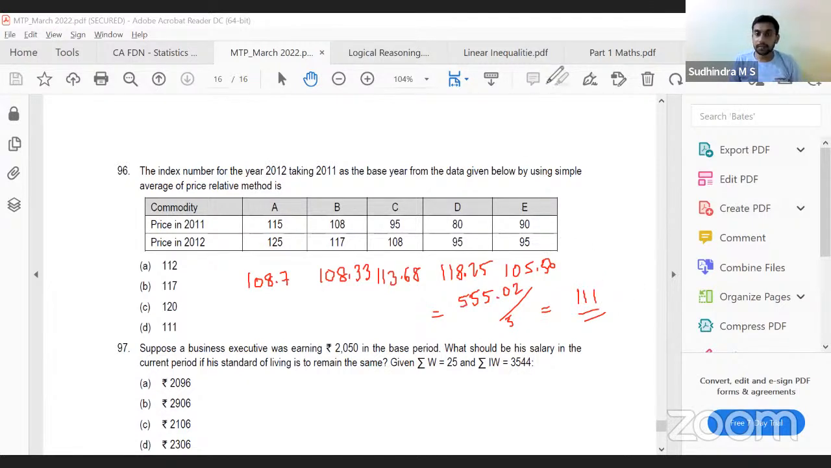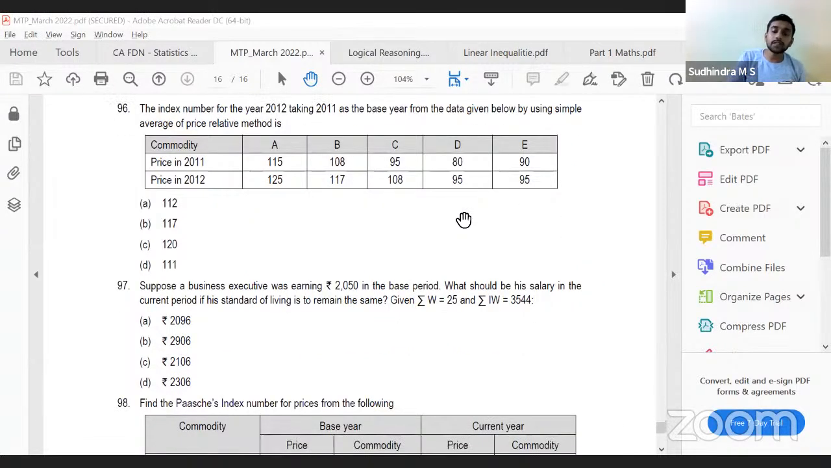111 is the index number. Next question. Suppose a business executive was earning 2050 in the base period. What should be his salary in the current period if his standard of living is to remain the same? So sum of all the weights is 25. Sum of the weights into prices is 3544, the value.